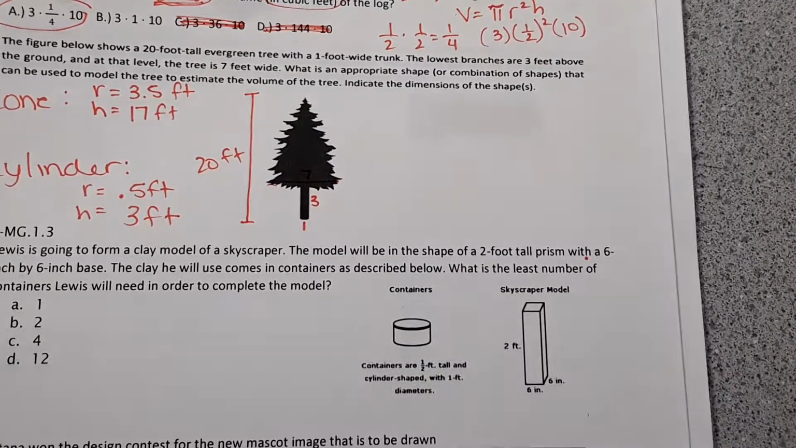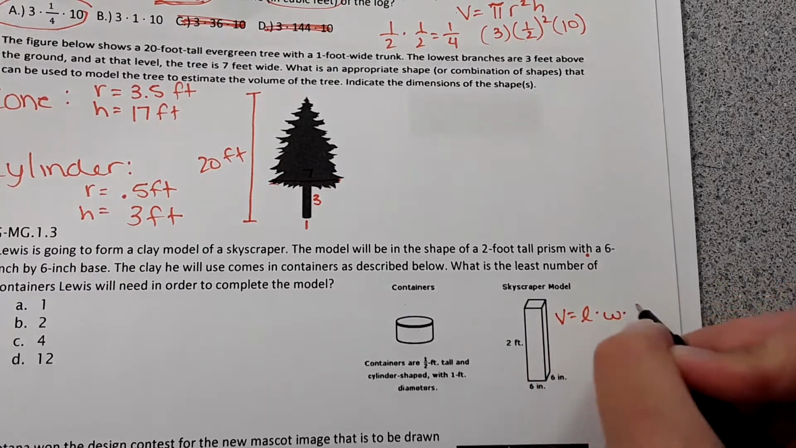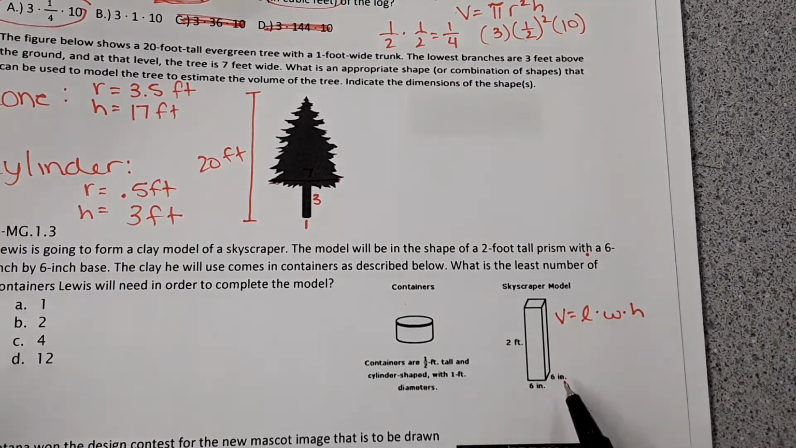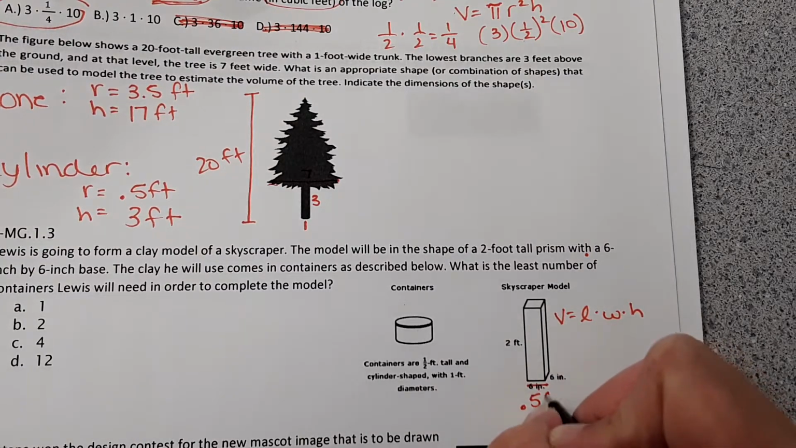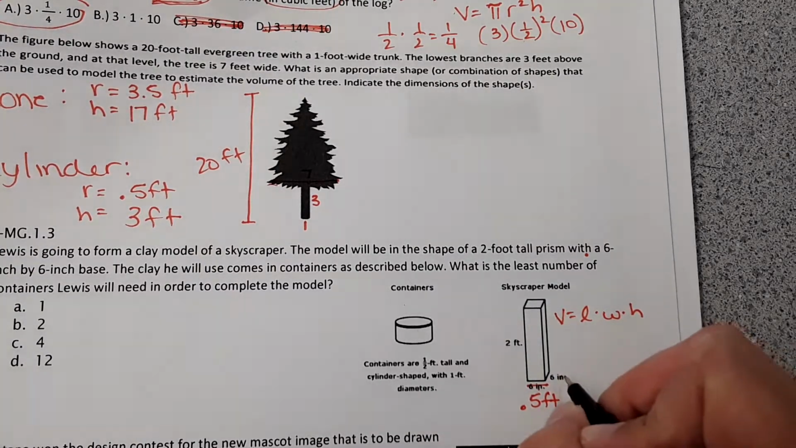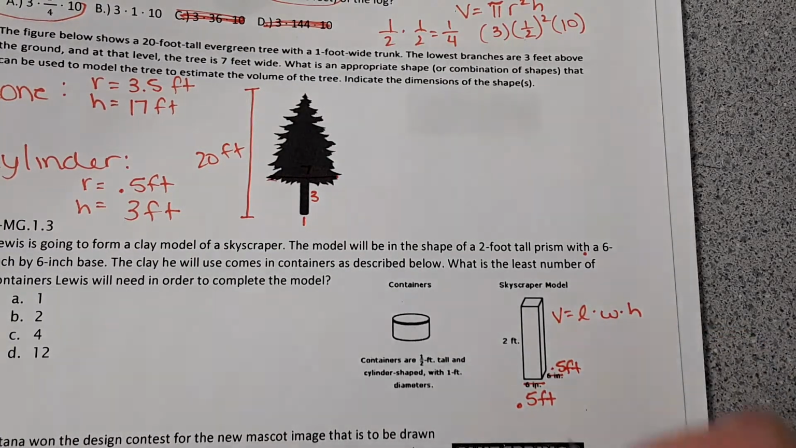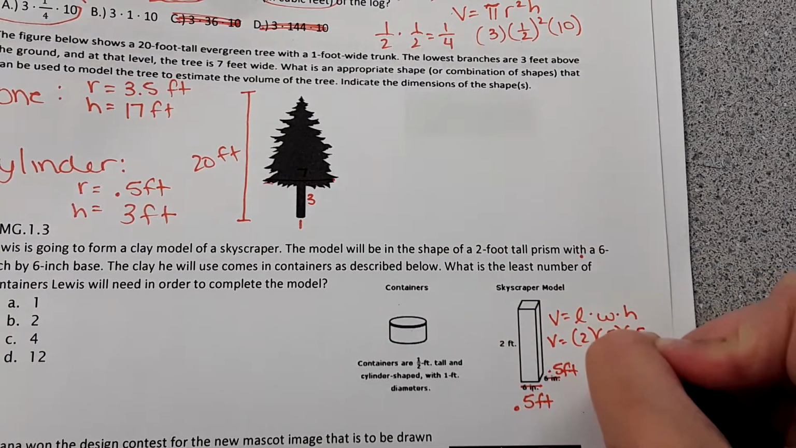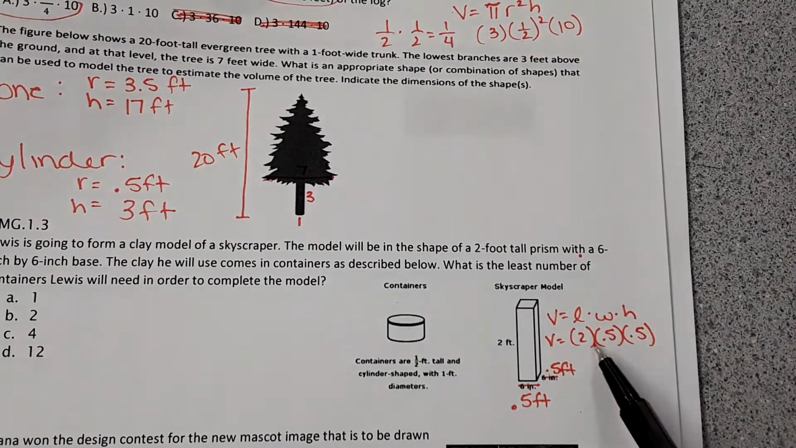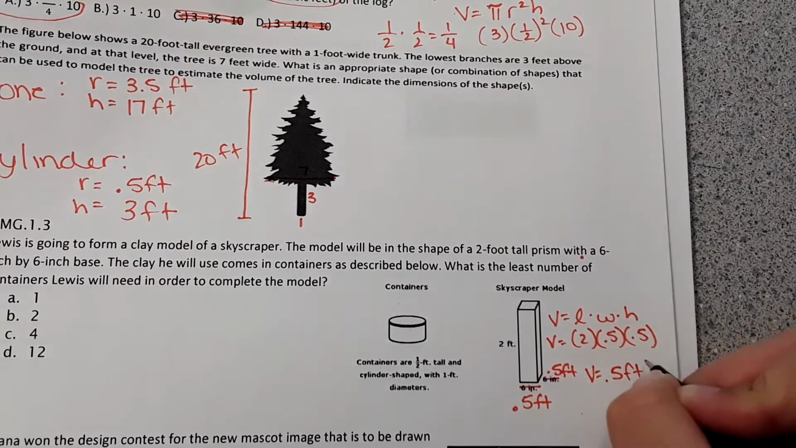So we're going to start with the volume of the skyscraper model. Volume equals length times width times height, as you know. But we're in different dimensions here. It's showing feet and then it's also showing inches. So I'm going to change this into feet. That's what the answer key does, so we'll go with feet. You could also change everything into inches as long as it's consistent. 0.5 feet. So then when I find the volume, 2 times 0.5 times 0.5. Half of 2 is 1, and half of that is 0.5. So the volume is 0.5 feet cubed.